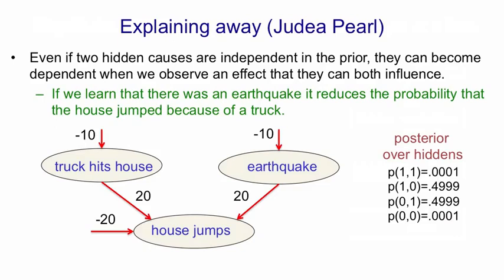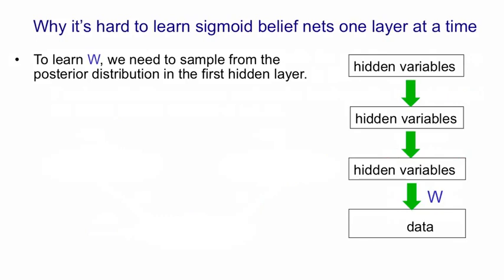Now that we've understood explaining away, let's go back to the issue of learning a deep sigmoid belief net. So we're going to have multiple layers of hidden variables. They're going to give rise to some data in our causal model. And we want to learn those weights W between the first layer of hidden variables and the data. Let's see what it takes to learn W.